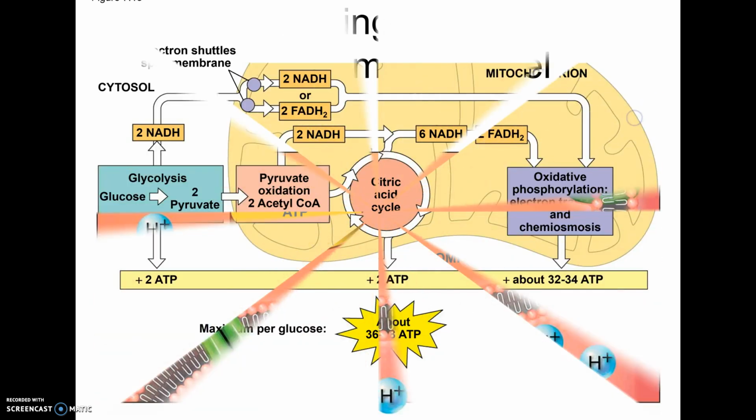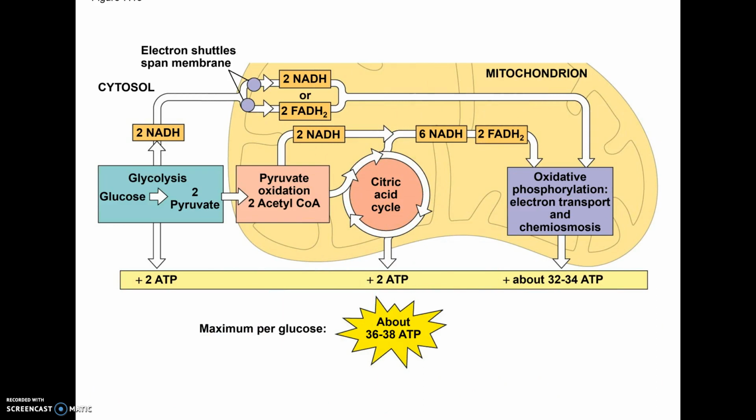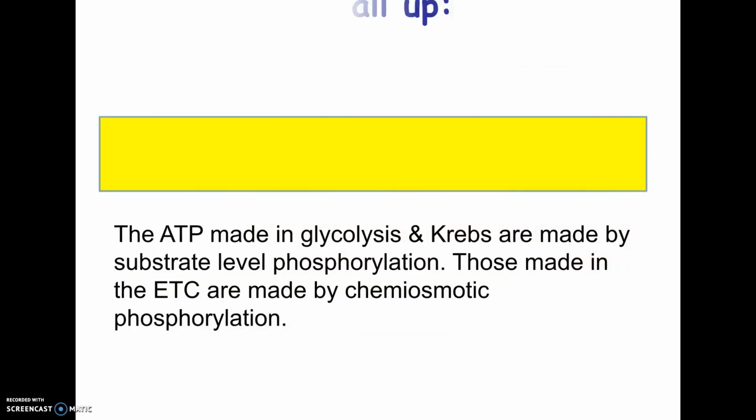So let me show you a little summary. Glycolysis, you make a net of 2 ATP. Citric acid cycle made 2 ATP. And then here in the electron transport chain, it makes an additional 32 to 34 ATP. So our total from cell respiration ends up being somewhere in the neighborhood of 36 to 38.